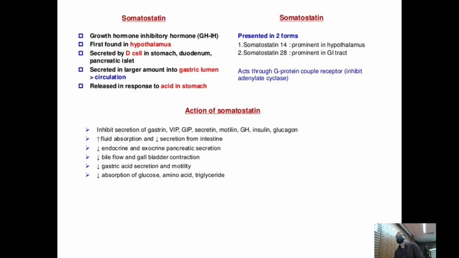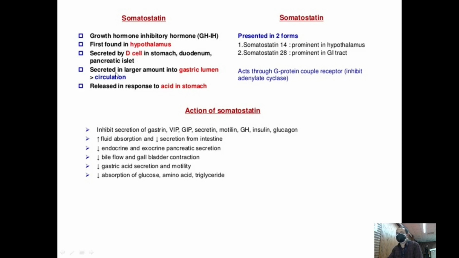Somatostatin is another hormone. And this hormone, as I've said, is basically playing an inhibitory role. It inhibits the release of all the hormones in the GIT. It inhibits secretion of gastrin, VIP, GIP, secretin, motilin, GH, insulin, glucagon, except CCK. All right, except CCK. Otherwise all hormones in the GIT are inhibited by somatostatin. And I've said that this is similar to the growth hormone inhibitory hormone released from the hypothalamus. It's the same hormone, as a matter of fact. It was first found in the hypothalamus, so that itself speaks volumes.